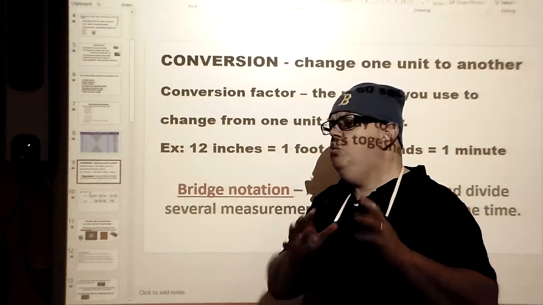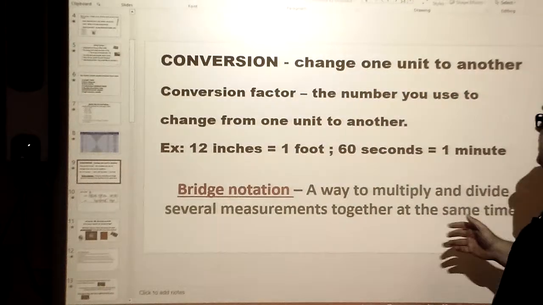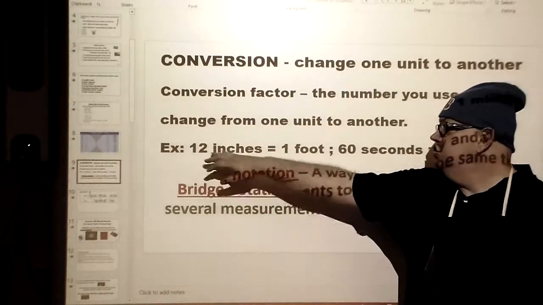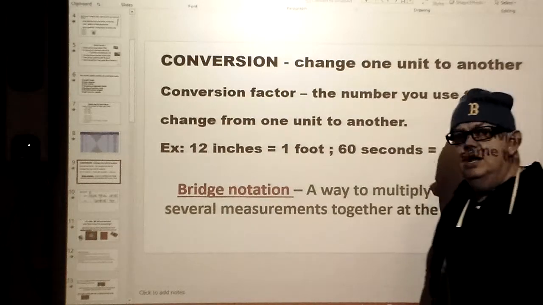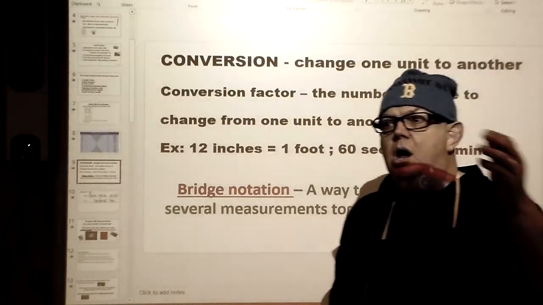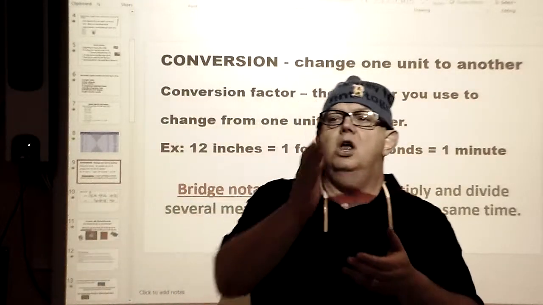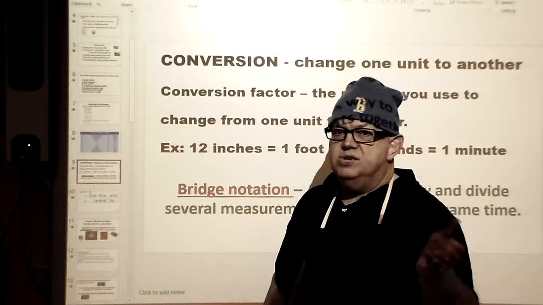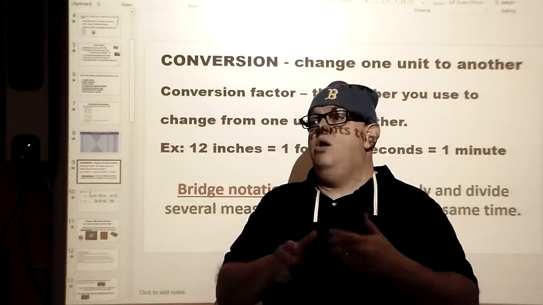So when we're working with conversions, there's always going to be a conversion factor. It's the number you use to change from one unit to another. So 12 inches is equal to 1 foot. 60 seconds is 1 minute. 60 minutes is an hour. Then 24 hours is a day, and so on and so forth. 100 pennies to the dollar. Okay? 1,000 meters to a kilometer. All those are conversion units that we'll use.